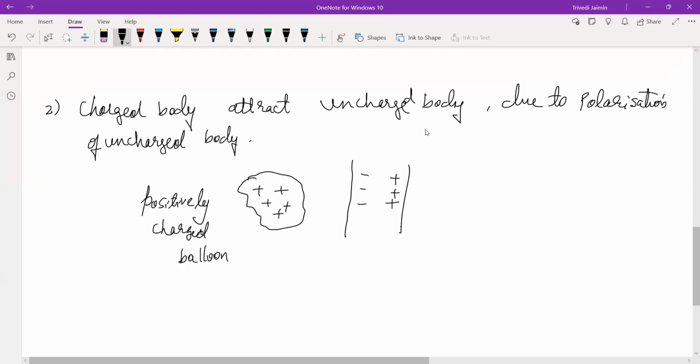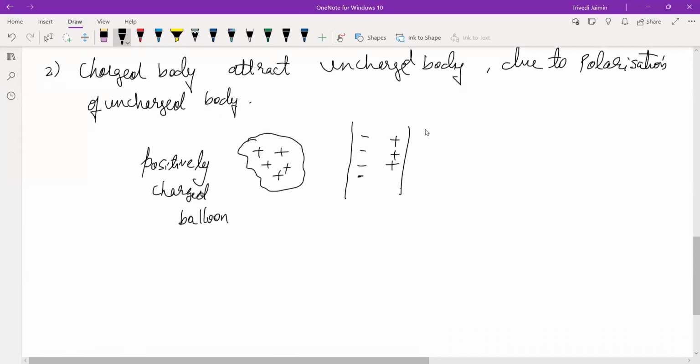Suppose it's a positively charged balloon. If it is a negatively charged balloon, the opposite will happen: it will become positive here instead of negative. All this depends on what charge this balloon or material has. So when there is an uncharged body, it will just try to attract whatever opposite charge it is.